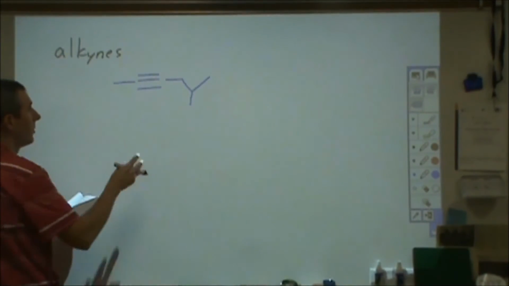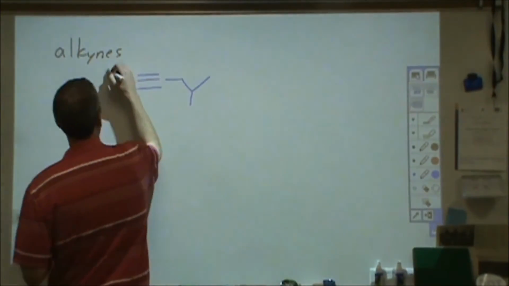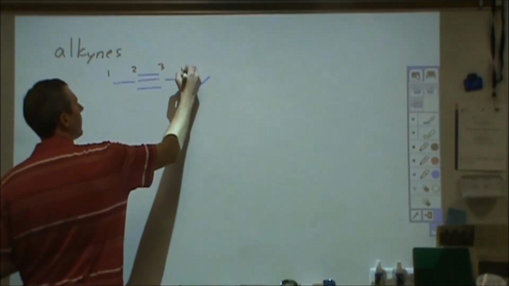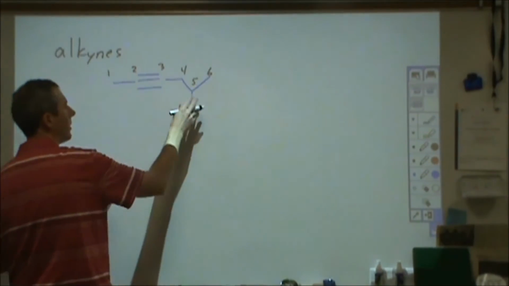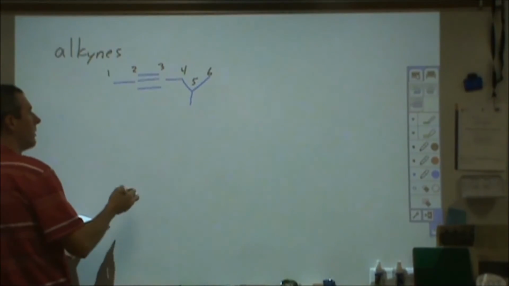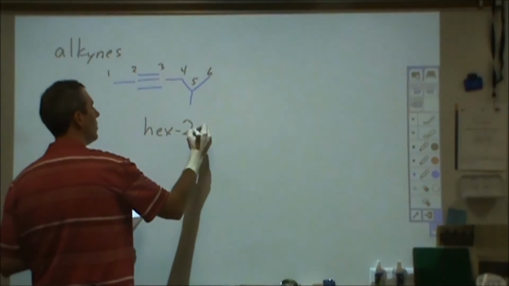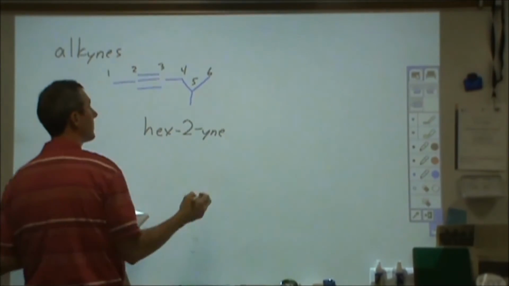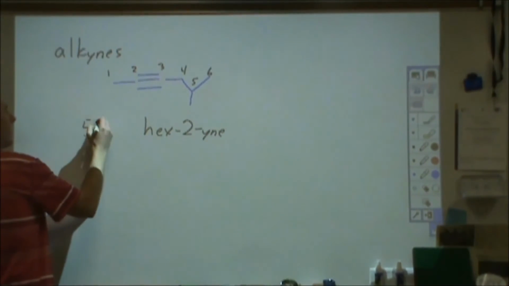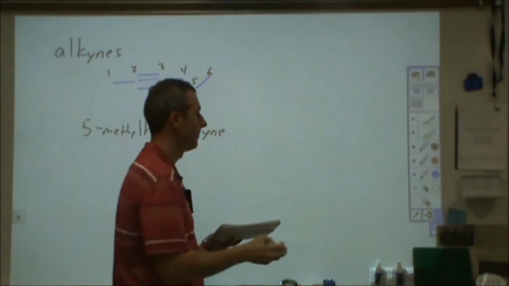So here we have a set of carbons. 1, 2, 3, 4, 5, 6. If we did this numbering backwards, we would end up with a larger number for the triple bond, so we're going to avoid that. So we're looking at hex-2-yne. And then we have a methyl group at the 5th carbon, so this would be 5-methylhex-2-yne.